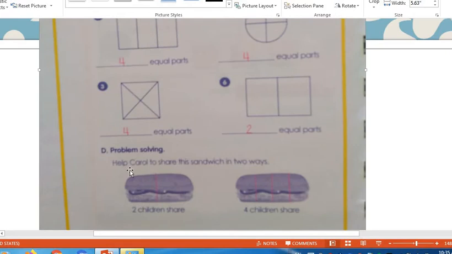Here problem solving, very important. Help Carol to share his sandwich in 2 ways. If there are 2 children sharing, I will divide it into 2 parts by drawing a pink line here, as you see. So Carol and his friend will share the sandwich. If there are 4 children sharing, I'll draw 3 lines, as 1, 2, 3 and 4 here. So by this we have covered the lesson. Let's go to the next lesson.